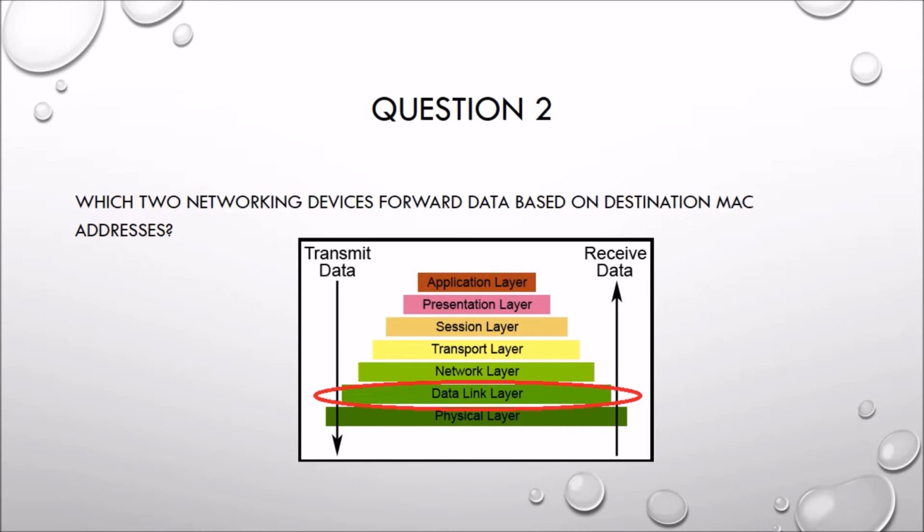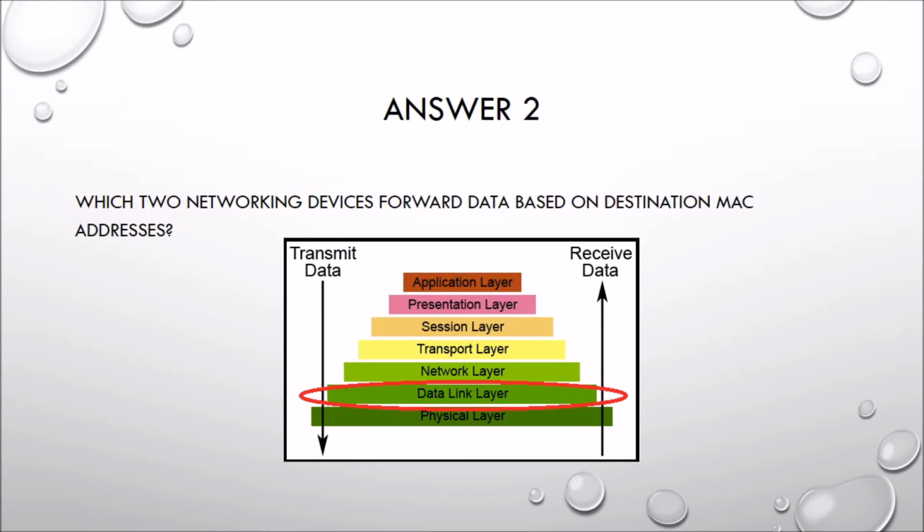Question 2. Which two networking devices forward data based on destination MAC address? Now, I've put up a diagram of the OSI model with a data link layer circled. What I'm showing in this diagram is that MAC address technology is a feature of the data link layer. So we're looking for data link layer devices or layer 2 devices. So your options are A, repeaters, B, bridges, C, switches, D, routers, E, hubs. And the layer 2 devices that we're looking for here are B, bridge, and C, a switch.